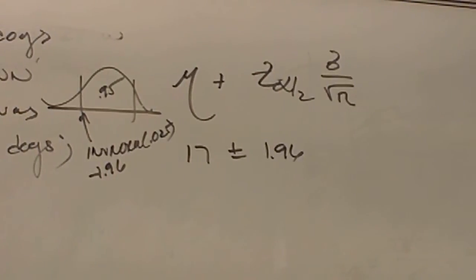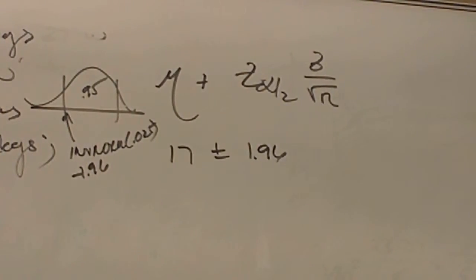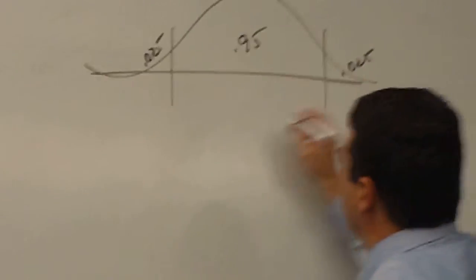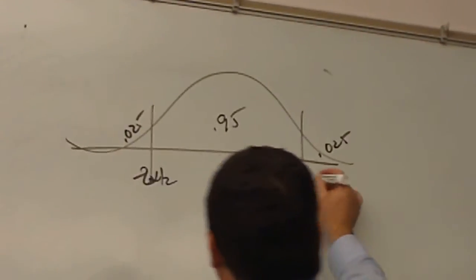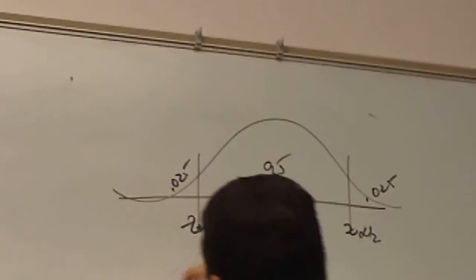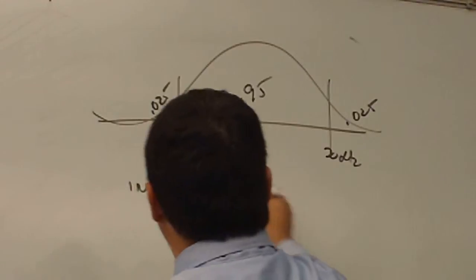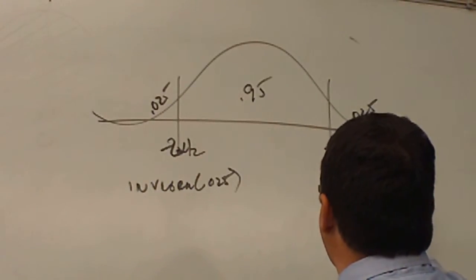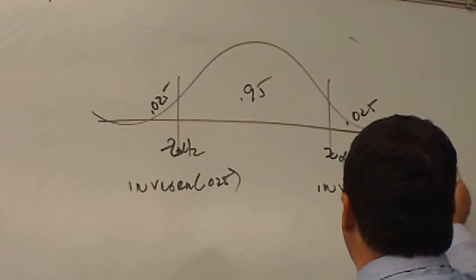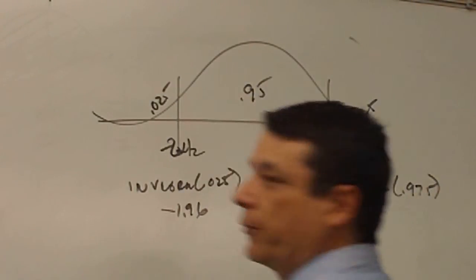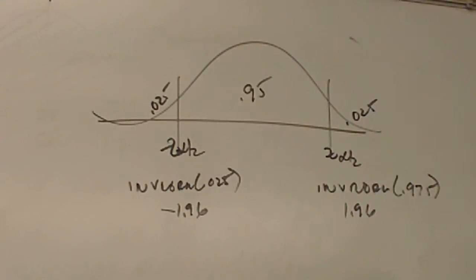We want a 95% confidence interval. That means this area has to be 95, so 1 minus that, split over here. So this is 0.025, this is 0.025. This is my z-score alpha by 2, and this is my other z-score alpha by 2. So how do I find that? Inverse norm of 0.025. This one is inverse norm of 0.975. So this is 1.96, and this is negative 1.96. Okay? So that's how you find them if you forget.